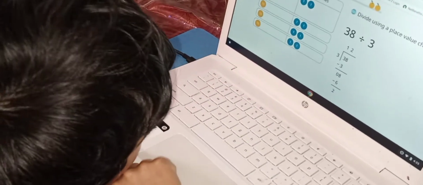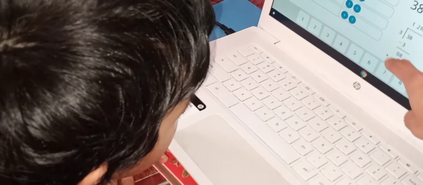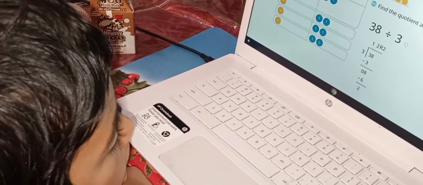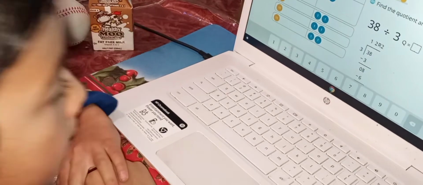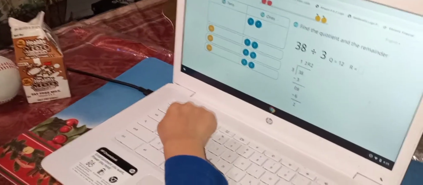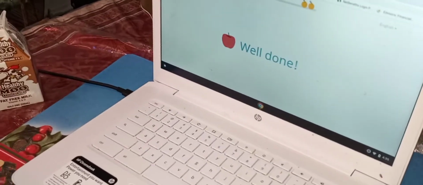And that would be your remainder, because you cannot divide 3 out of 2, because you're short. So the quotient is 12 and the remainder is 2. Well done.